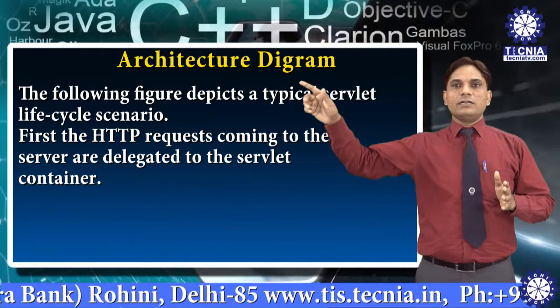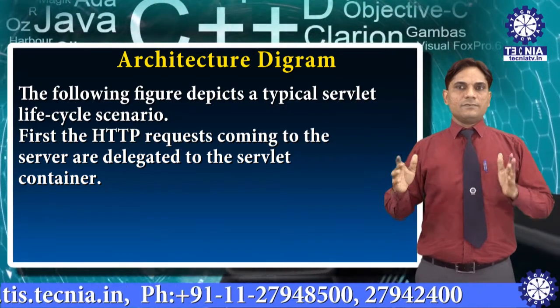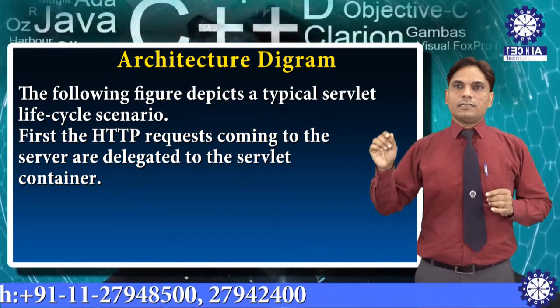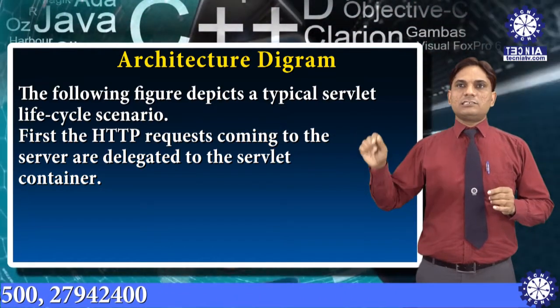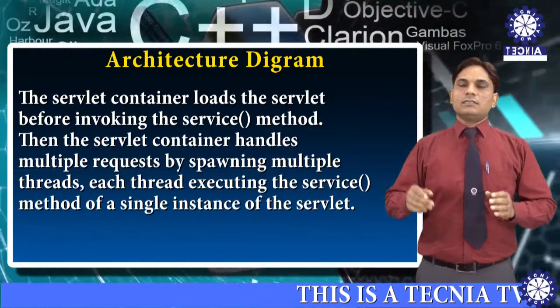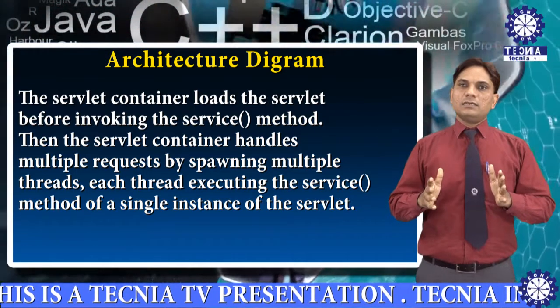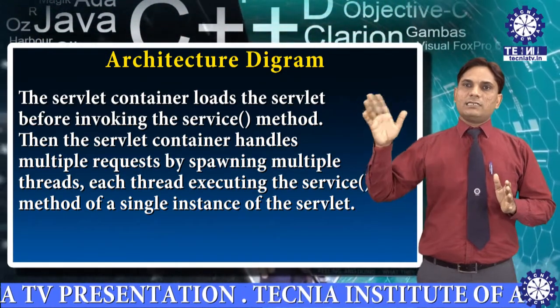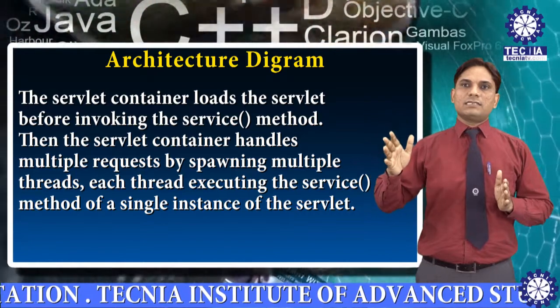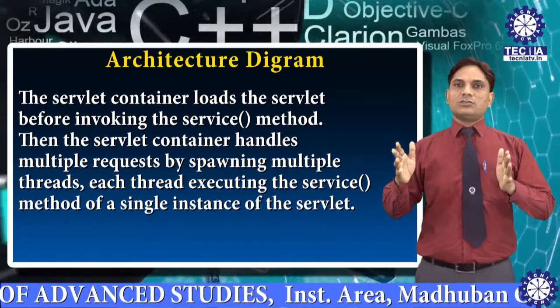The following figure depicts the servlet lifecycle. This is the scenario. First, the HTTP request comes to the servlet. In that diagram, the HTTP requests coming to the servlet are delegated to the servlet container. The servlet container loads the servlet before invoking the service method. Then the servlet container handles multiple requests by spawning multiple threads, each thread executing the service method for a single instance of the servlet.